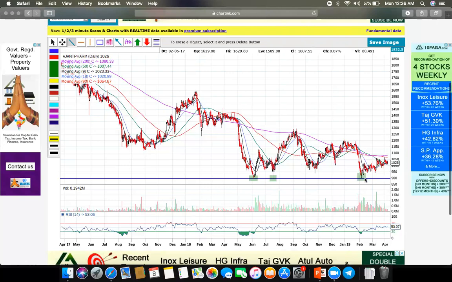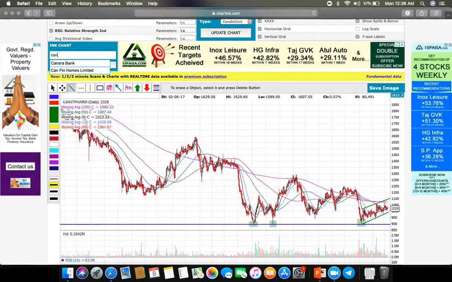Another thing which we need to observe here is the uptrend channel. Now, as I said earlier, when a share price moves between the parallel lines, that is the support and the resistance, it is known as a channel. So this is an uptrend channel. So what we can conclude is that Ajanta Pharma is in an uptrend.